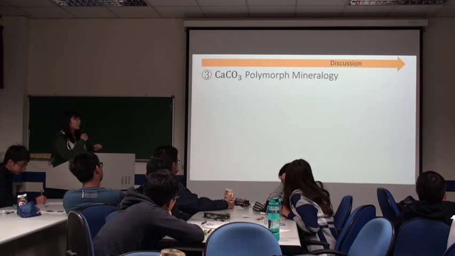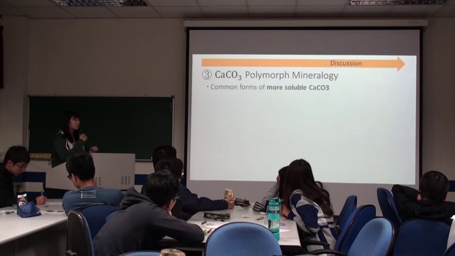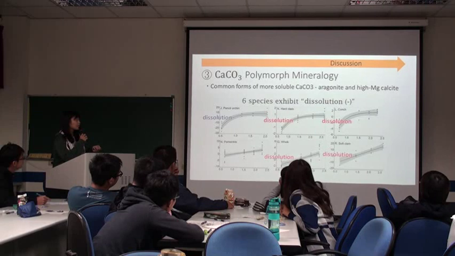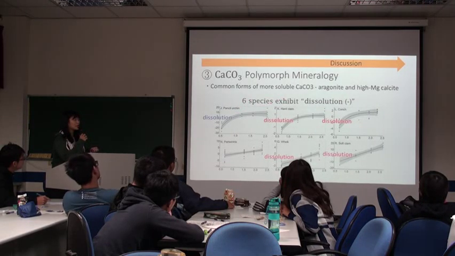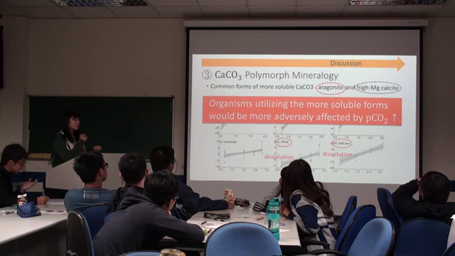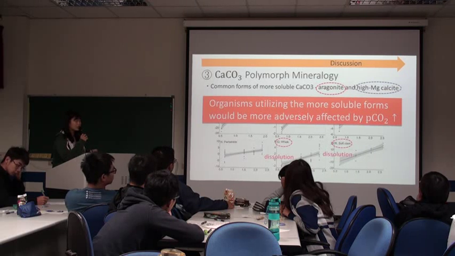Number 3 is calcium carbonate polymorph mineralogy. What is a polymorph? Polymorphs are minerals that contain the same chemical composition but differ in their crystal structure. The more soluble forms of calcium carbonate are aragonite and high magnesium calcite. We can see 6 species exhibit dissolution, and 4 of them are made up of aragonite and 1 is made up of high magnesium calcite. So we know organisms utilizing the more soluble forms would be more adversely affected by elevated CO2.